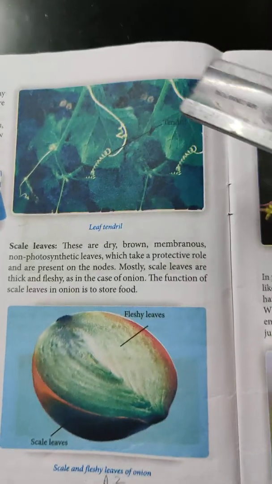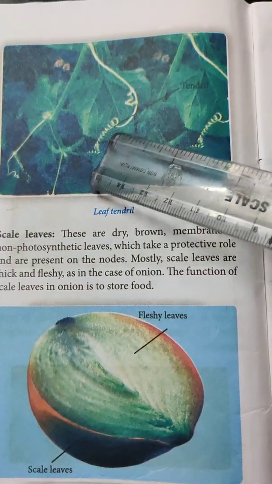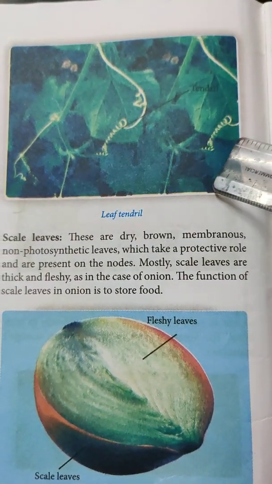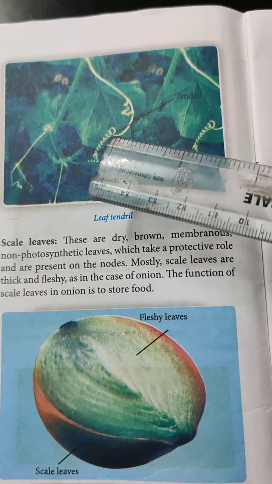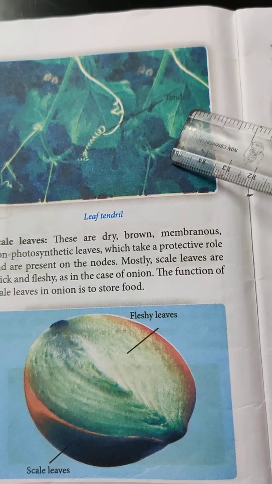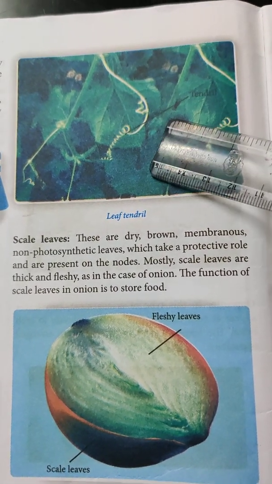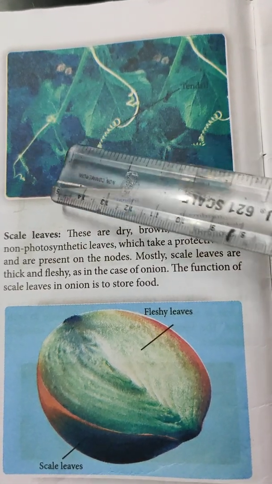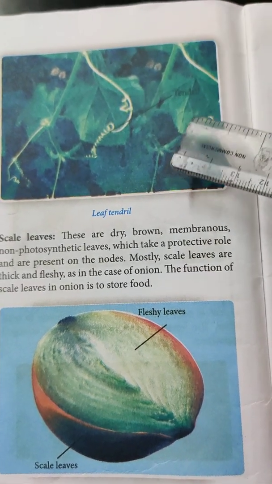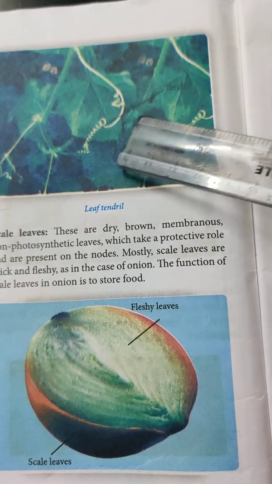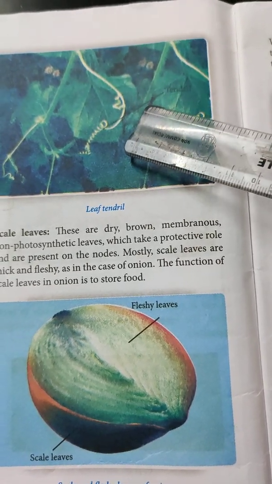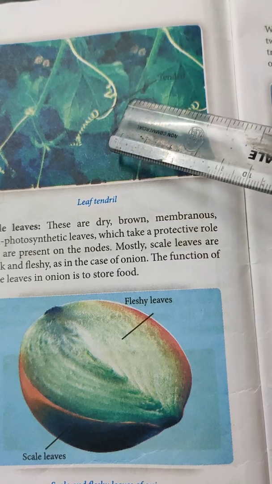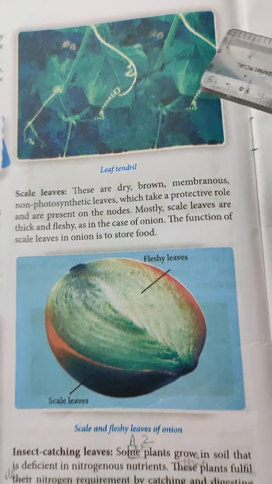Leaves also modify into leaf tendrils. You can see in this picture how leaves have changed in the form of tendrils. The leaves of some plants like pea and morning glory get modified in the form of these leaf tendrils. These tendrils twine around a support and help the plant to climb up. They act as a support structure for the plants.